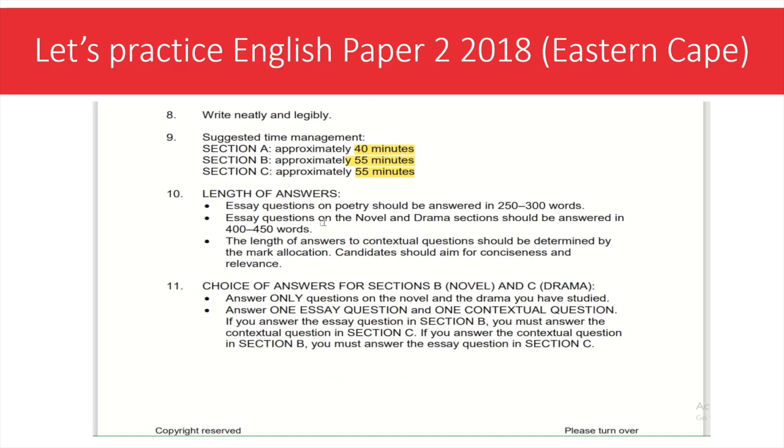Now let's look at length of answers. Essay questions on poetry should be answered in 250 to 300 words. That would be your poetry essay. And then essay questions on the novel and drama should be 400 to 450 words. So that would be your lit essay. Remember, the length of the contextual questions should be determined by the mark allocation. That's why I tell you it's so important.